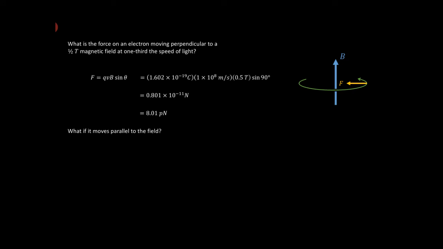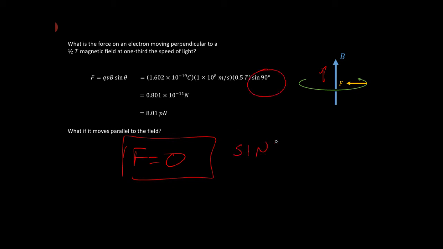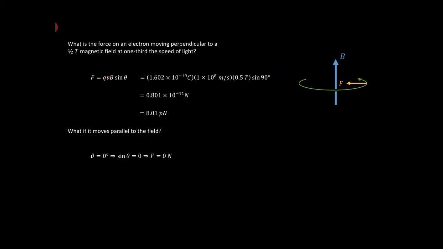And then what about if it moves parallel to the field? So what if it's moving this way? Well, in that case, the force is equal to 0, right? Because instead of sine theta, or instead of sine 90, you have sine 0 degrees. That's equal to 0. So this whole thing goes out. So that's basically the first example.